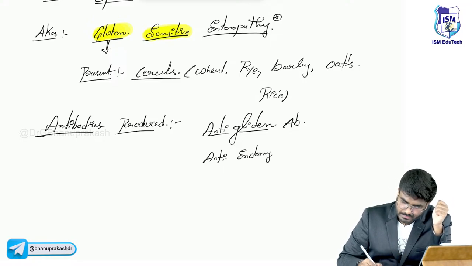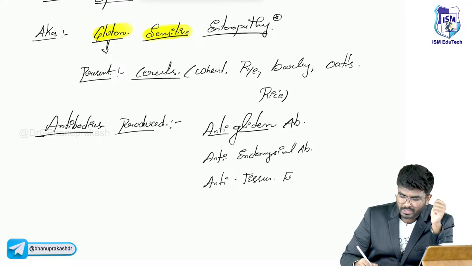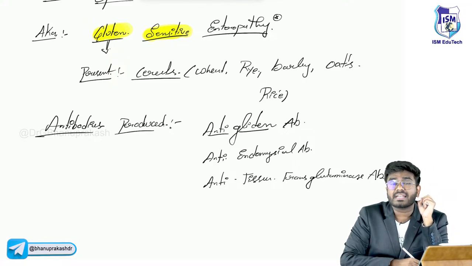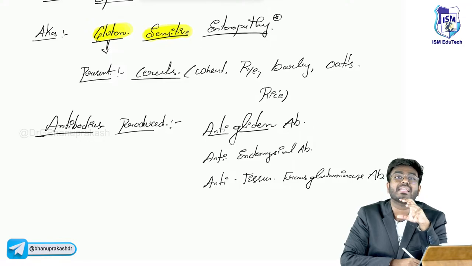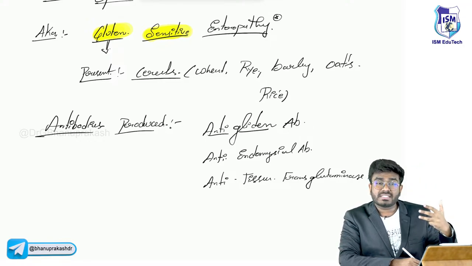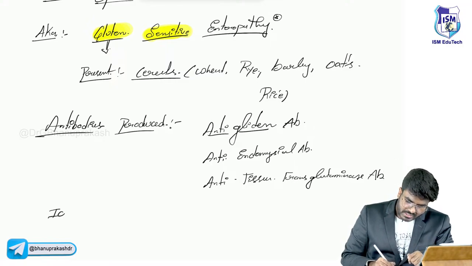antibodies and anti-tissue transglutaminase antibodies. Anti-gliadin antibodies, anti-endomysial antibodies and anti-tissue transglutaminase antibodies. These are the three antibodies which are going to be produced in this condition. If you check the blood of these patients, these three types of antibodies are going to be seen.